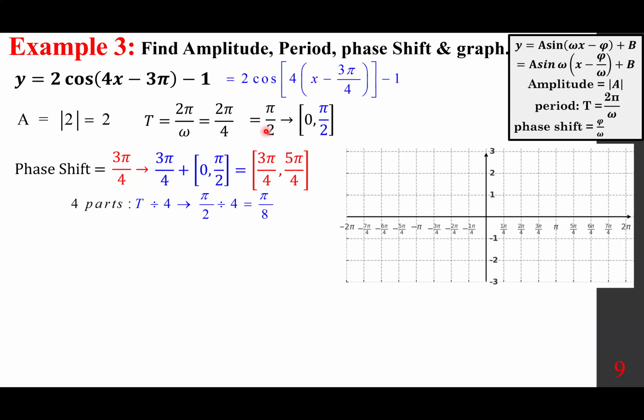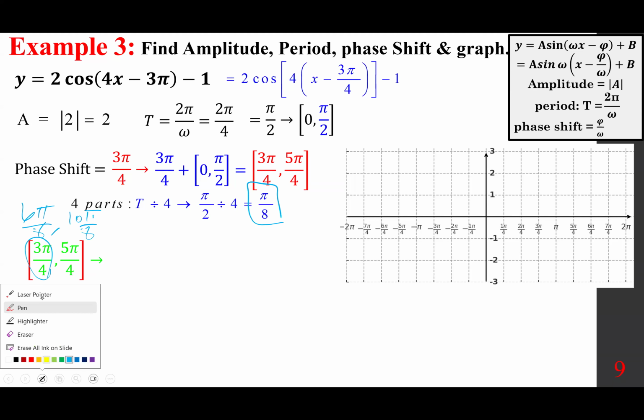So you start from 3 pi over 4 to go to 5 pi over 4 by a factor of pi over 8, pi over 8, pi over 8. So it's starting with the first one. And by the way, let me just write it in this fashion so it might make it easy. This is the same as 6 pi over 8. And this is the same as 10 pi over 8.